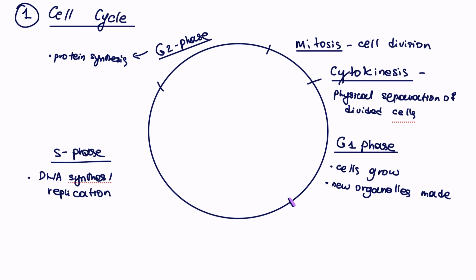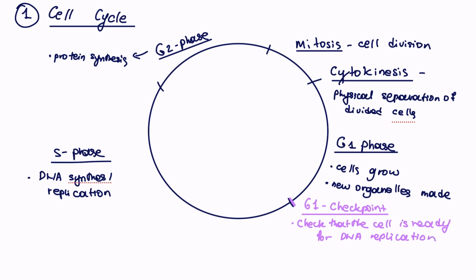The cell cycle is a highly regulated process, and therefore the cells have evolved to have checkpoints across the cell cycle. So there is a first checkpoint referred to as G1 checkpoint before the S phase, and as you can guess, it's going to be there to check that the cell is first of all ready for DNA replication and that there are no mistakes or damage within the DNA. So then the cell is going to be ready for the S phase.